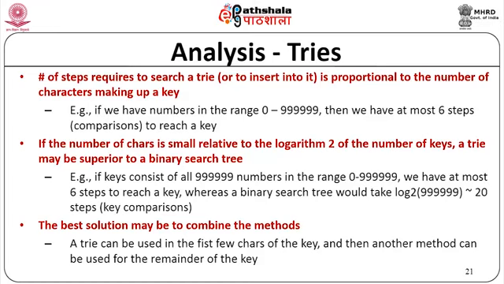The best solution may be to combine both the methods, use binary search tree as well as trie. We are not going to discuss that in this particular module, but this is also a possibility. Of course, the condition here is, it seems magical that I can do it in 6 steps, but then there should be enough prefixes among the keys, otherwise this does not work out. If there are no prefixes at all, then it is not a very good way of doing things.